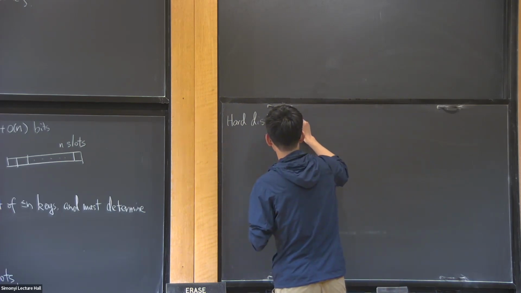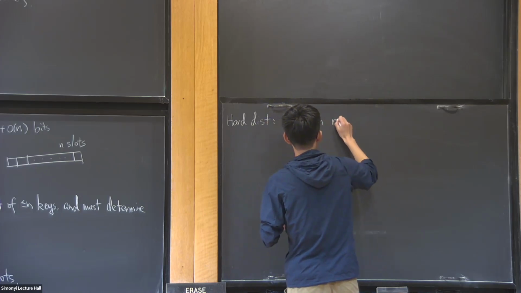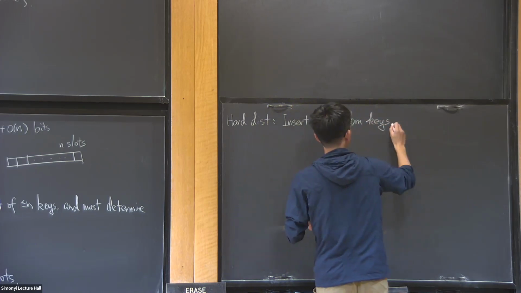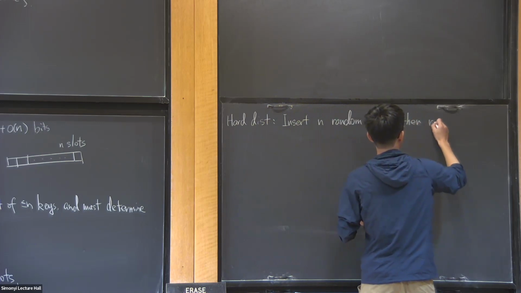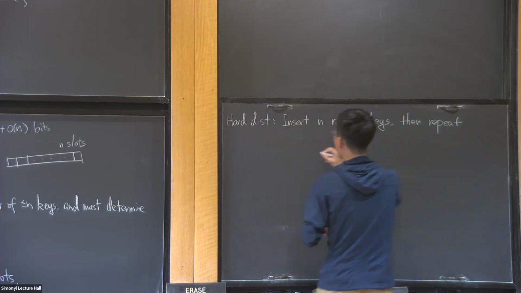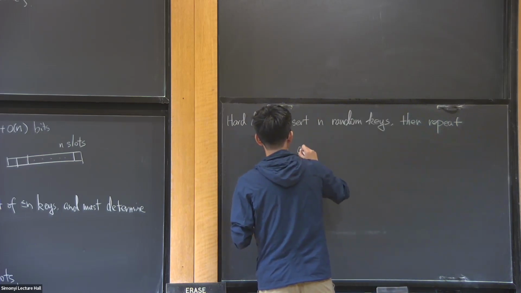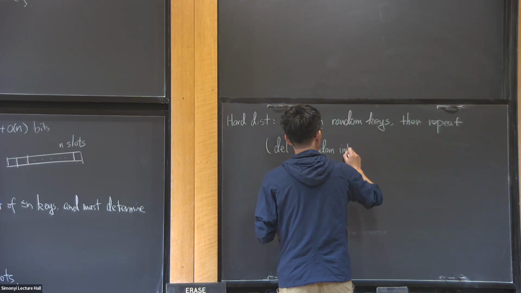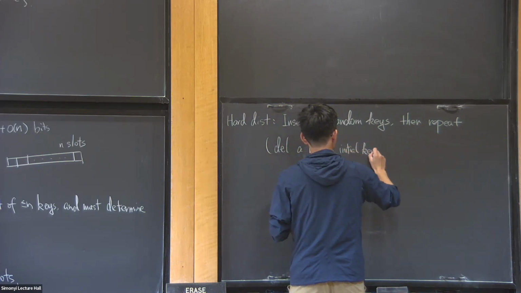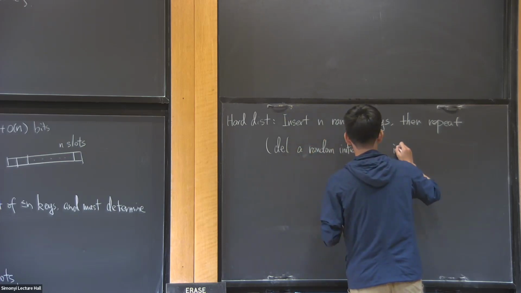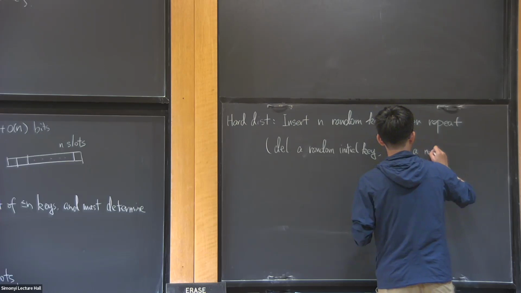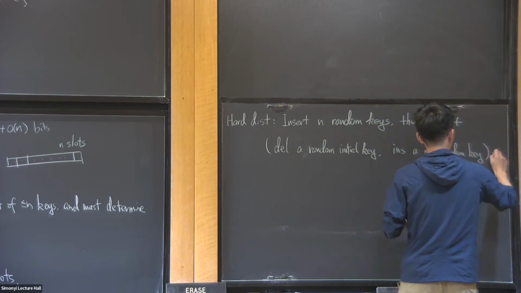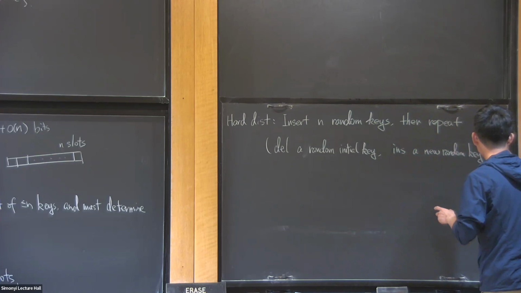So more formally, what I mean is that I'm going to insert n random keys. And then repeat: we'll first delete a random initial key. Then we're going to insert another, new random key. You insert them with random values? Yeah, that's a good question. I'll do this n times.